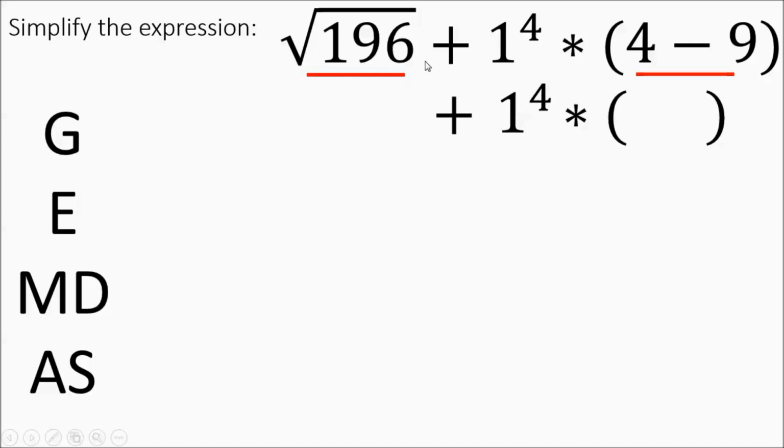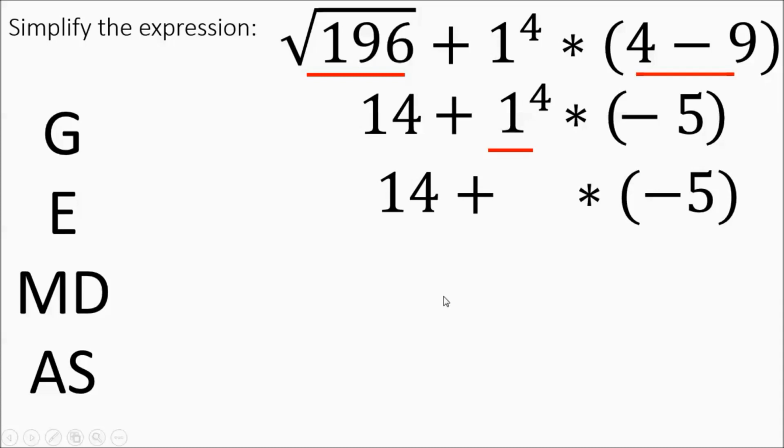Square root of 196 ends up being 14. 4 minus 9 is negative 5. We've got an exponent. 1 to the power of 4. I'm going to drop down my other items that I'm not using. 1 to the power of 4 is not 4. Hopefully you remember that. 1 times 1 times 1 times 1 is a 1. And then we have some multiplying. 1 times negative 5.